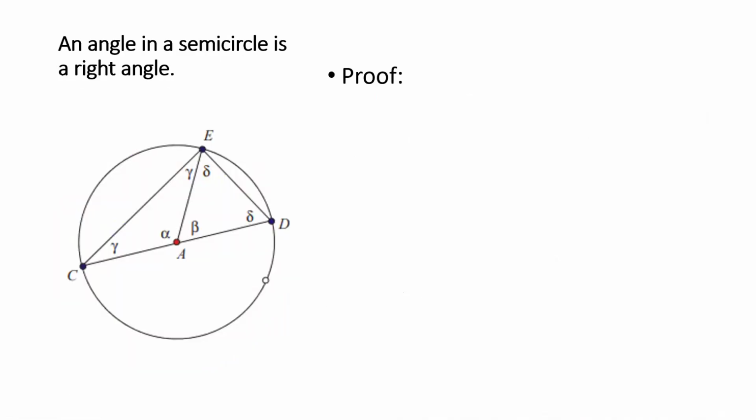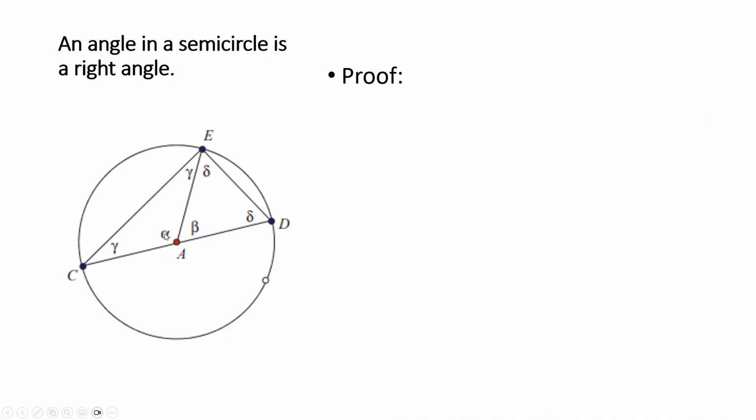So the proof would go something like this. An angle in a semicircle is a right angle. You'll see that I have a semicircle from C to D. That is a diameter, so it bisects my circle from that first proposition, and it means that this is half of the circle. Then from that, I've created these other triangles. I'm using A as the center of my circle. So AC is equal to AD is equal to AE.